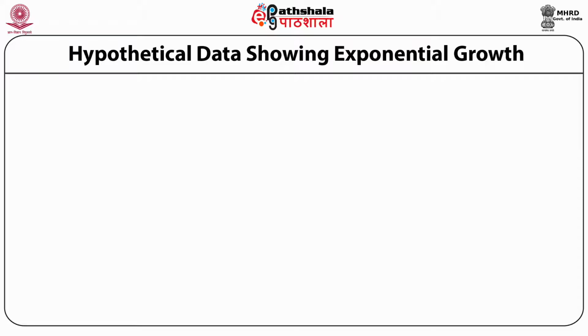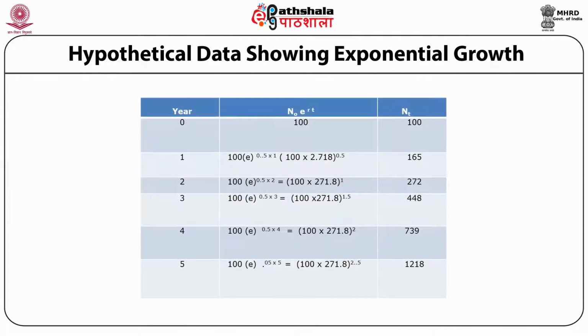Calculation of the exponential growth of a hypothetical population, starting with a population of 100 and a growth rate of 0.5. In this table you can see that in the first year, if we do these calculations, the value of the population comes to 165. In the second year it is 272. Third year it is 448. Fifth year it is going to 1218. This is an exponential increase in the population size from 100 to 1218.